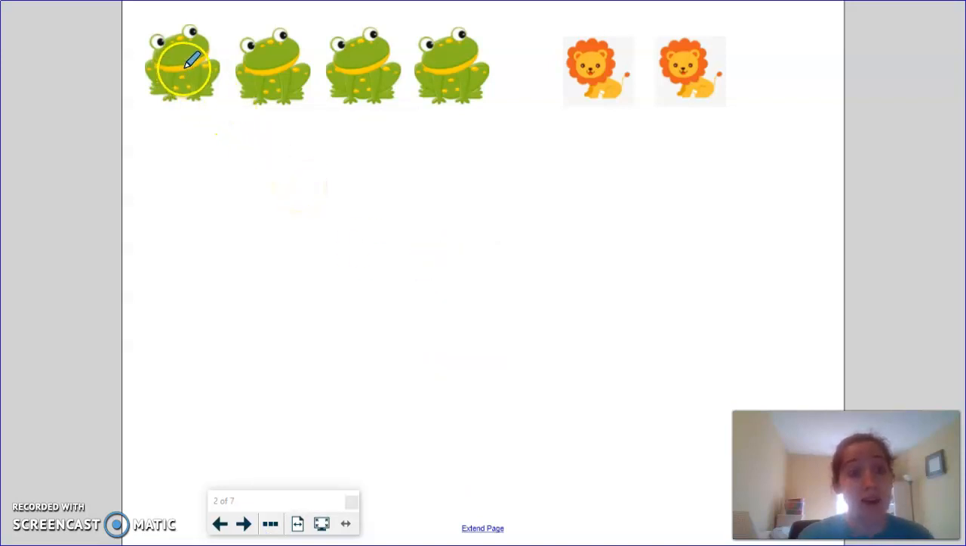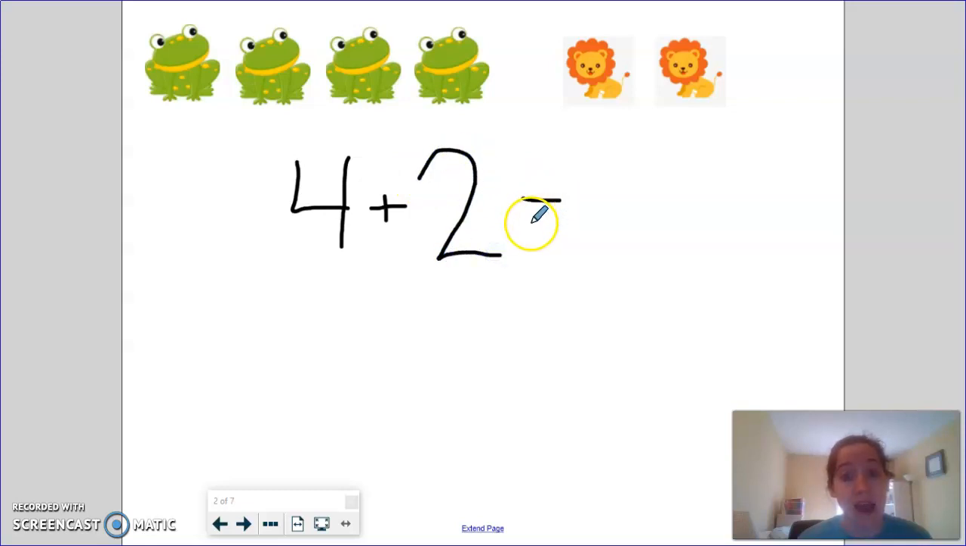So just like we did the other day, if I wanted to write down an addition sentence for this, I would write down 1, 2, 3, 4, because there are 4 frogs, plus 2 lions. So that's the second part. And then I would still have to count the whole or all of them to get the answer. 1, 2, 3, 4, 5, 6.